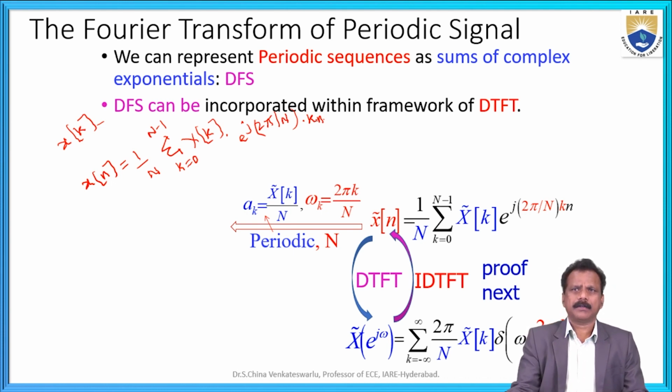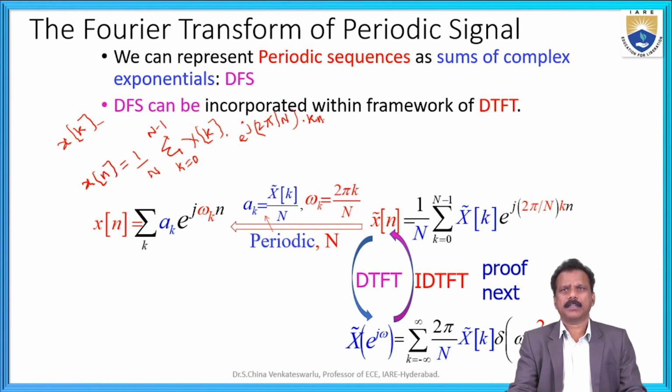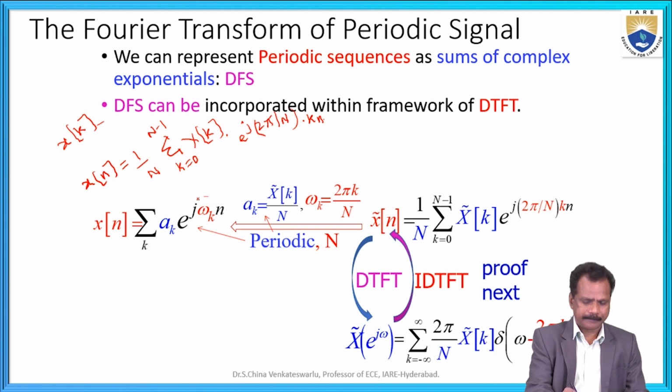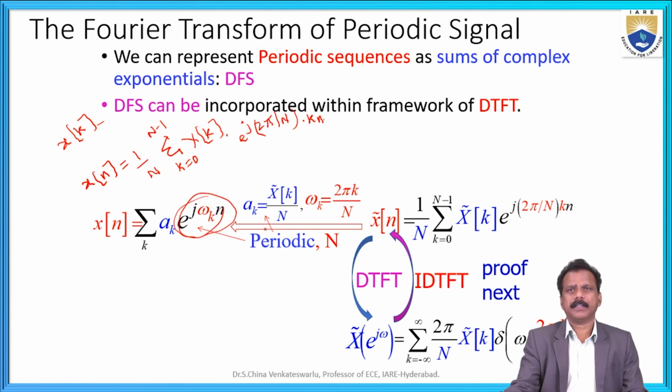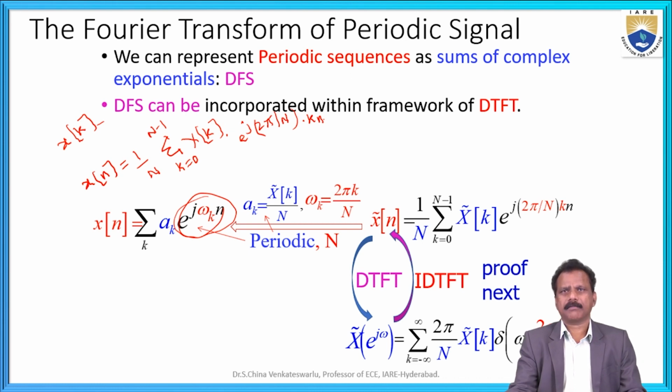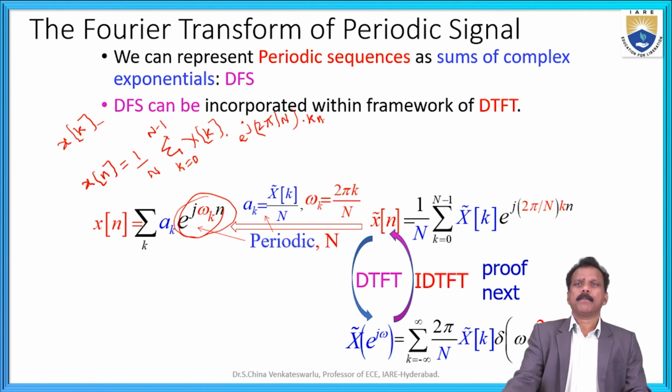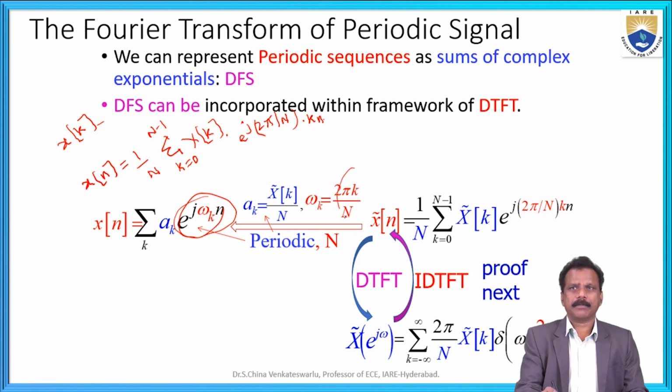Here, if it is periodic, a k is equal to X of k by capital N, where omega k is equal to 2 pi k by capital N. After that, we have to verify that the summation x of n is equal to the summation of a k e power j omega n. This is nothing but periodic. Based on this, x of n is ready to apply with the a k value, where a k is X of k by capital N, and omega k is equal to 2 pi into k by capital N.